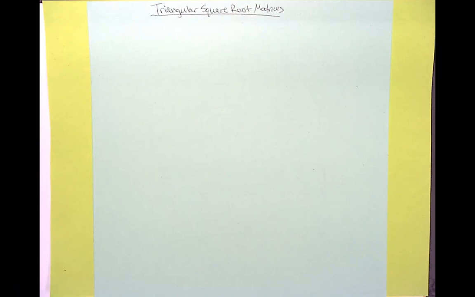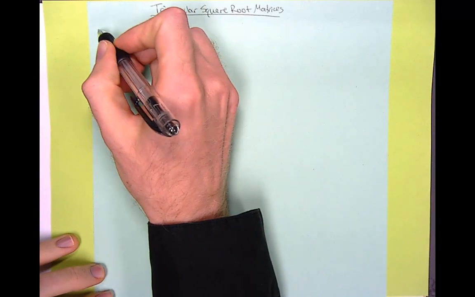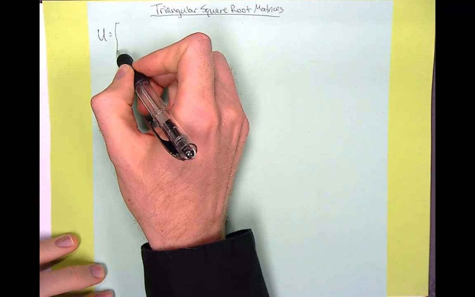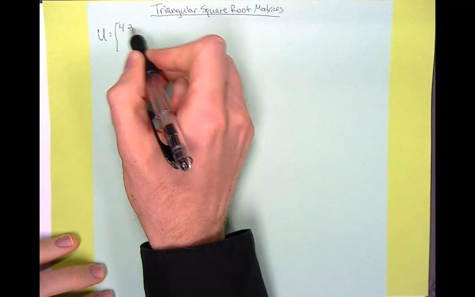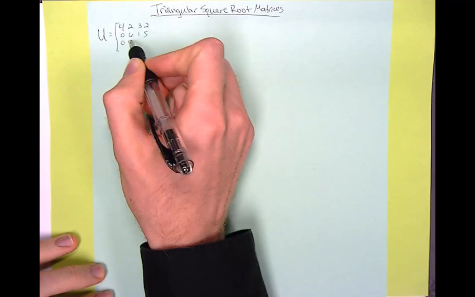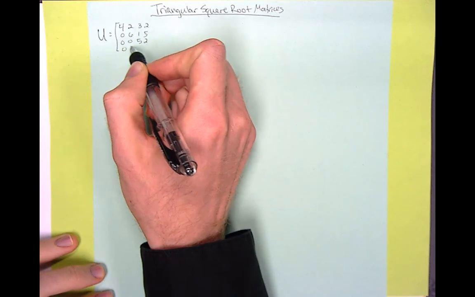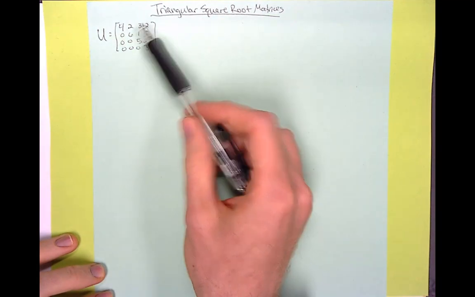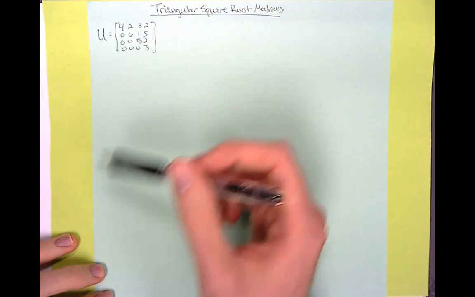Alright, let's talk about triangular square root matrices. A triangular matrix is a matrix with zeros in the upper or lower triangular portion of the matrix. As an example, we can have a matrix U, meaning upper, with the values 4, 2, 3, 2, 0, 6, 1, 5, 0, 0, 5, 2, 0, 0, 0, 3. You notice that the upper triangular portion of this matrix has values, and the lower triangular portion has zeros.